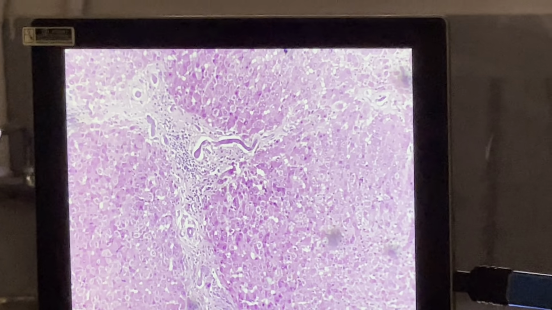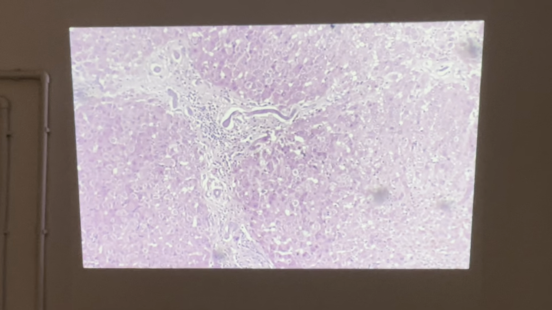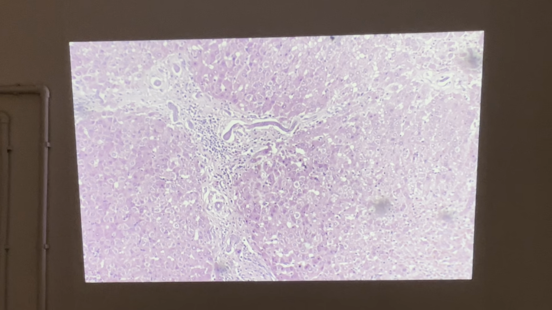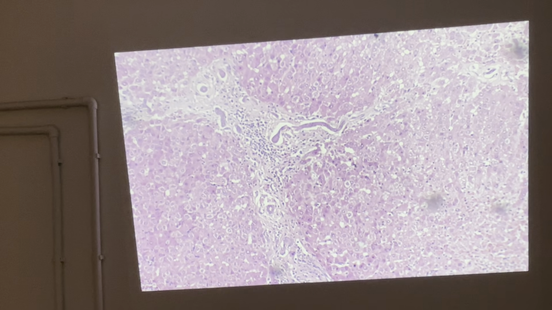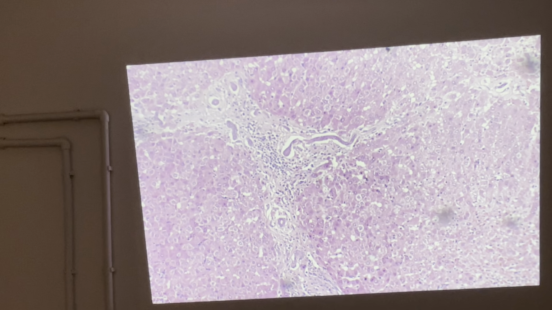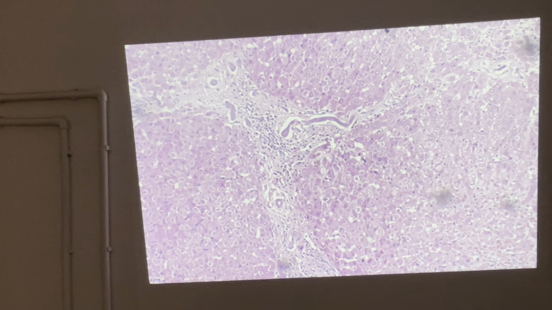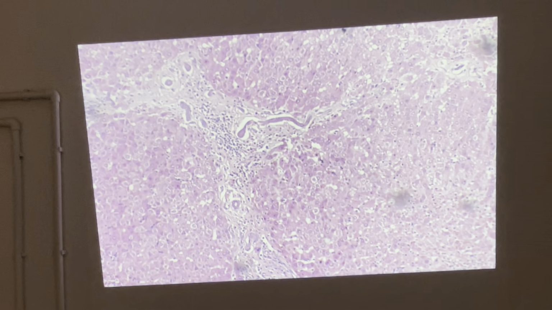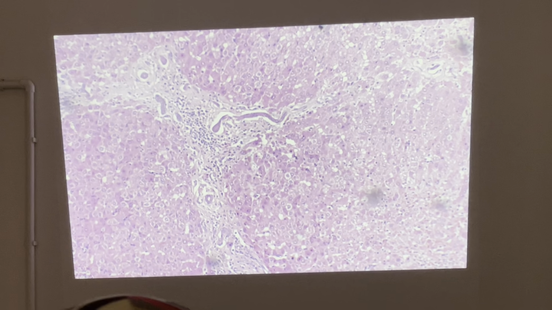Do you remember the most causative agent for this case? When there is an extension of the inflammatory reaction from the hepatic parenchyma to the portal area. What about the causes? Yes, the viral infection. What else? Secondary bacterial infection, yes. So this is a chronic cholangiohepatitis. Okay.